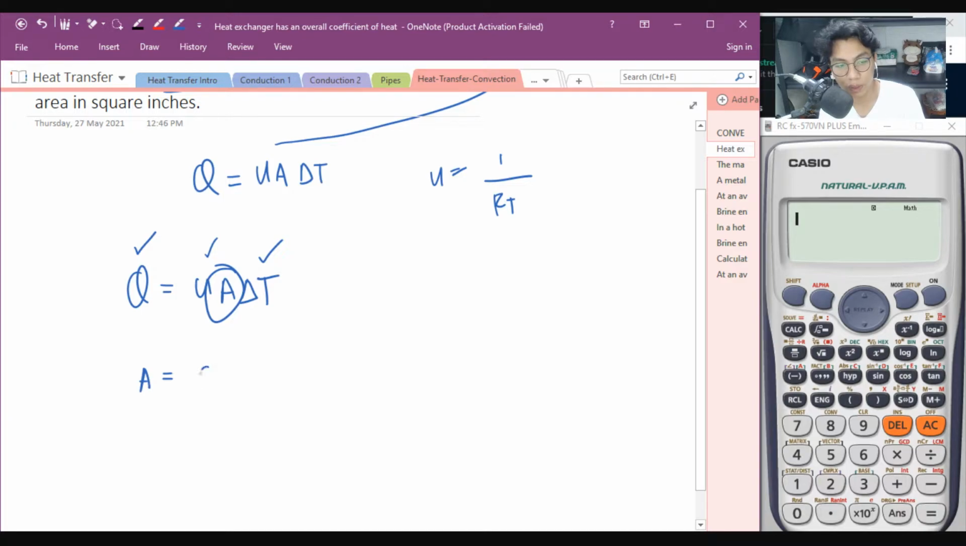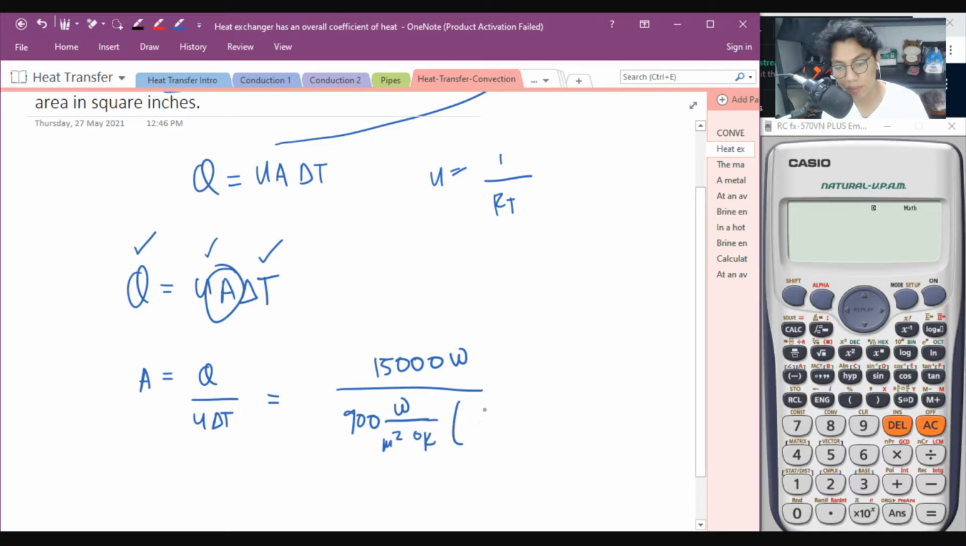So, A is equal to Q over U delta T. Given naman si Q, that is 15,000 watts. U is 900 watts per meter squared degree Kelvin. And then the change in temperature is given there, which is 20 degrees Kelvin. But we are asked to find the value. Okay? Yakit na lang natin to dito.